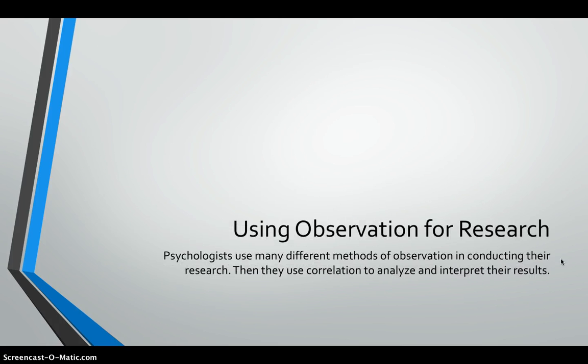Section 3, using observation for research. Psychologists use many different methods of observation in conducting their research. Then they use correlation to analyze and interpret their results.